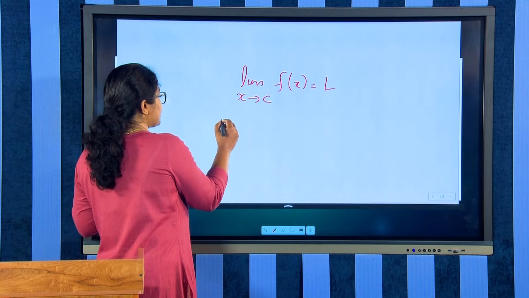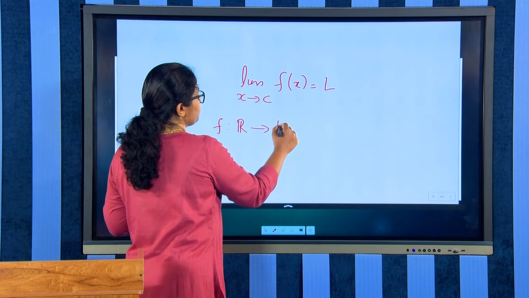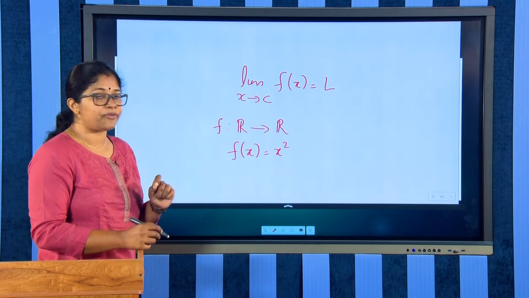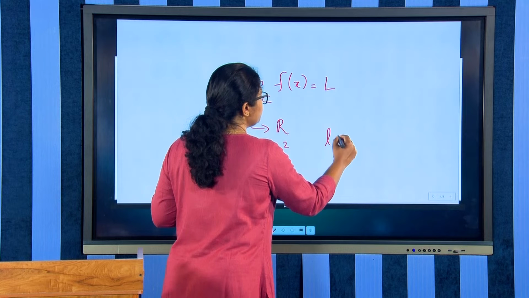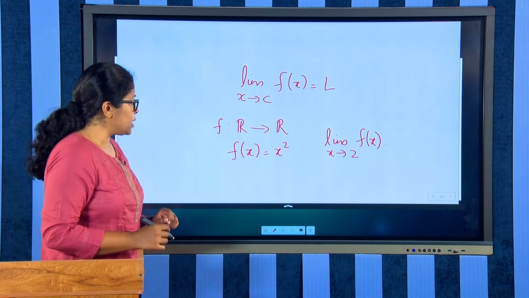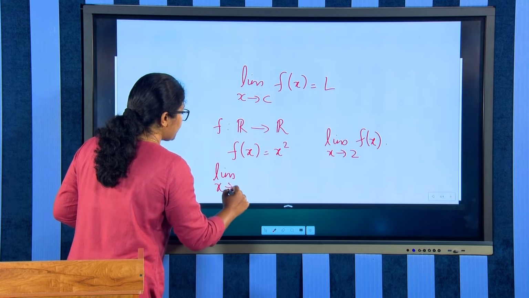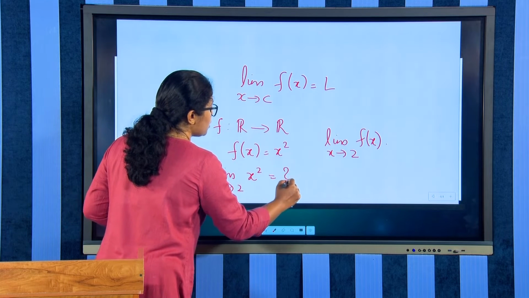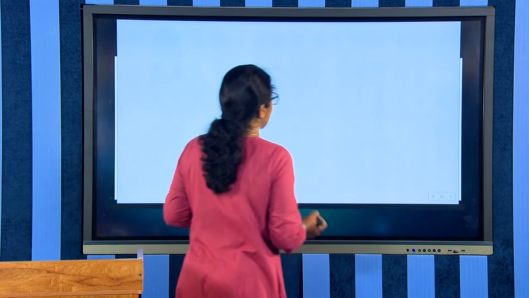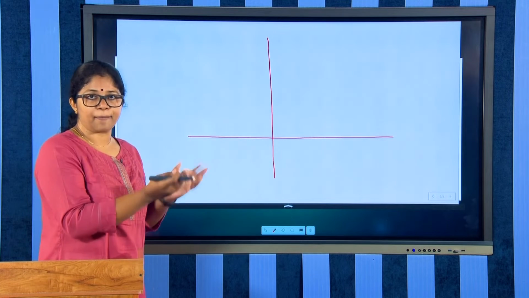As an example, suppose you have a function f from R to R itself defined as f of x is equal to x square, and we want to find the limit of f of x as x approaches a point. How will we do this? Given f of x is equal to x square, we want to find the limit of x square as x approaches that point. That is the question. Using the diagrammatic approach that we have just now seen, we know that f of x is equal to x square is a parabolic shaped figure.